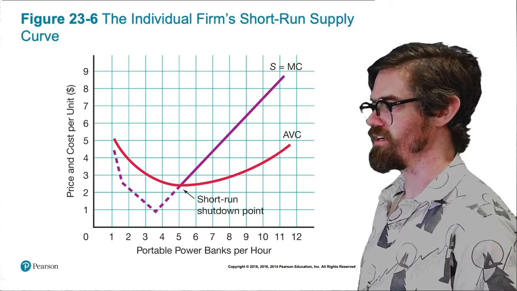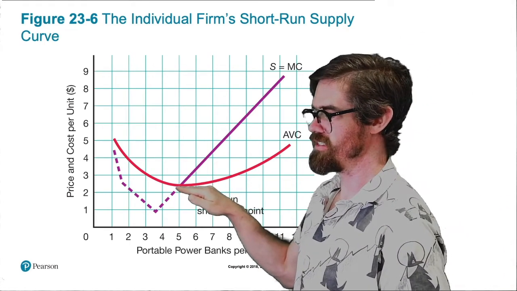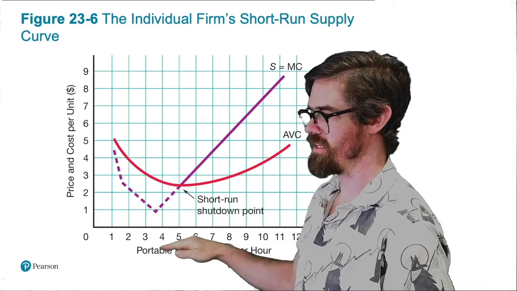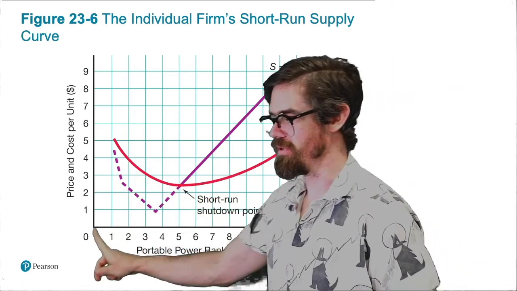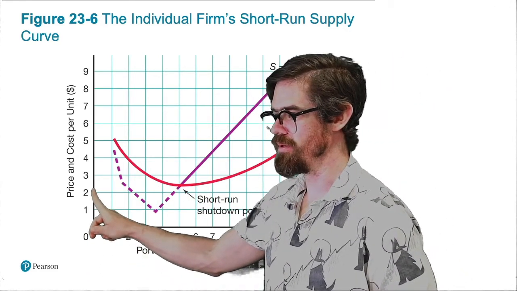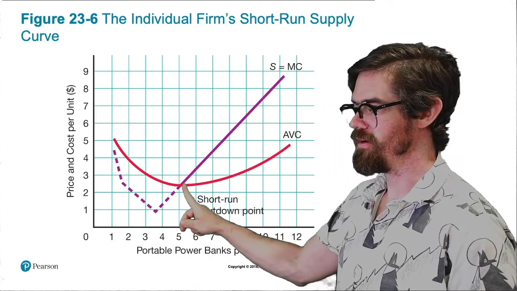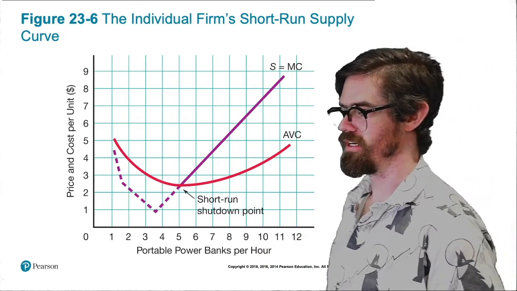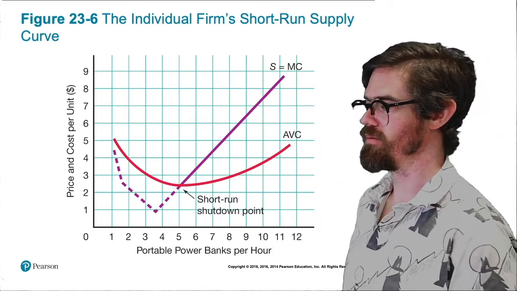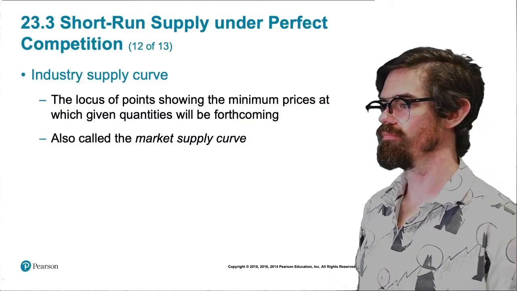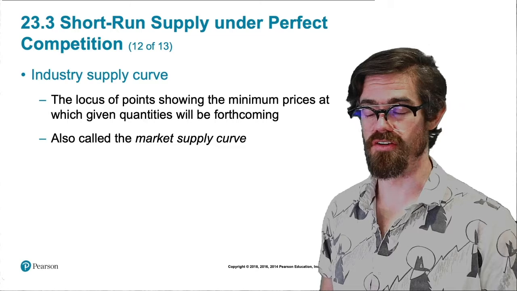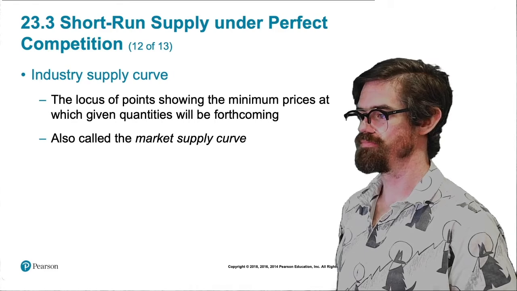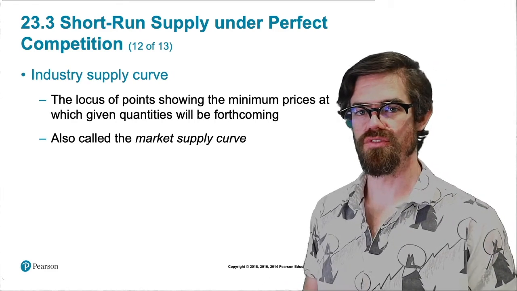Okay, so here is what it looks like graphically. Of course, here is the shutdown point at the minimum of average variable cost. Any price below that, the firm shuts down, so quantity supplied would be zero up to that minimum. But above that minimum, the supply curve is just the marginal cost curve. So that's the supply curve for a perfectly competitive firm, and as it turns out, for any firm, which we'll see with the other types of firms in the following chapters. Okay, so that's the individual firm's supply curve.